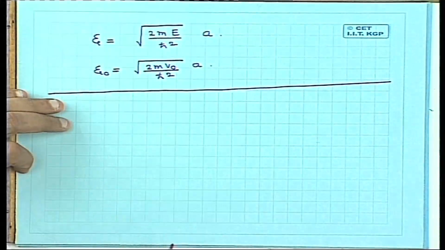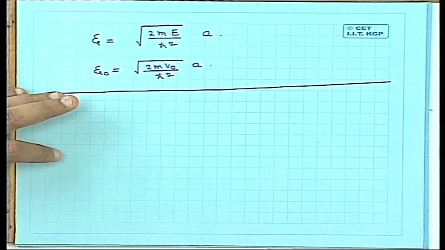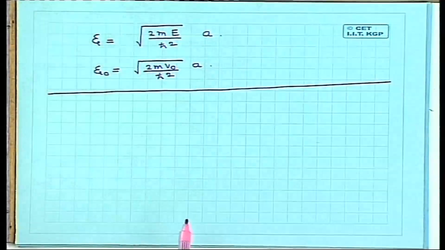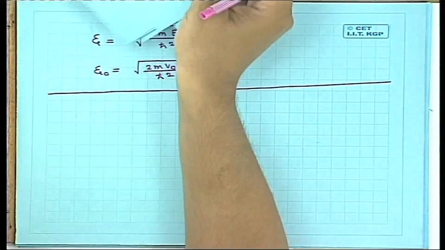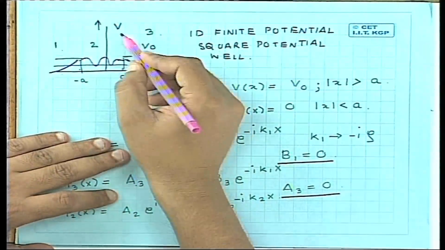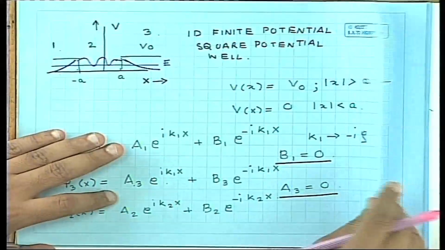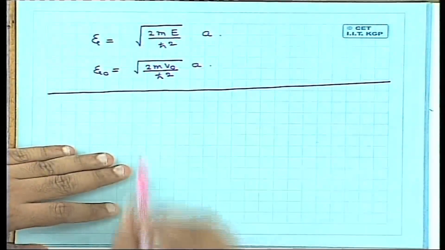So epsilon naught increases as I keep on increasing the potential. The deeper the potential well, the larger epsilon naught. The depth of the potential well is defined by the value of V naught. So the larger the value of V naught, the deeper the potential well. If I keep on increasing V naught, epsilon naught will also increase for a fixed value of A.